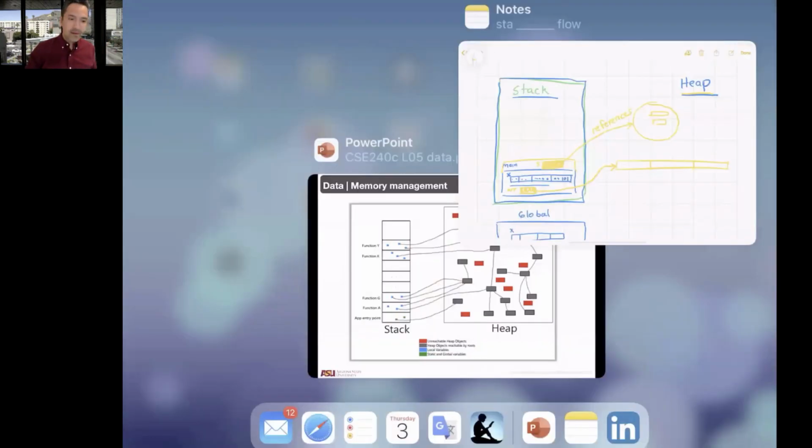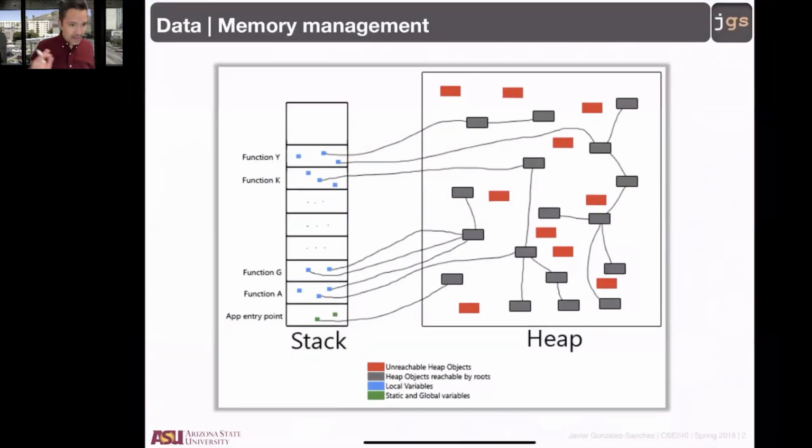Okay. So now I can go back to the slides, and now I can show you this picture, and this is the picture of how a program looks in the memory. What is this? You have the stack, and each of these boxes is a method that is running.